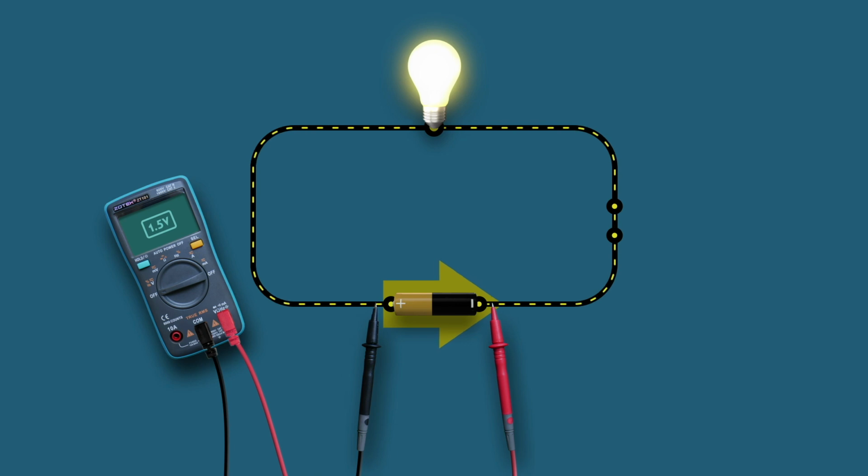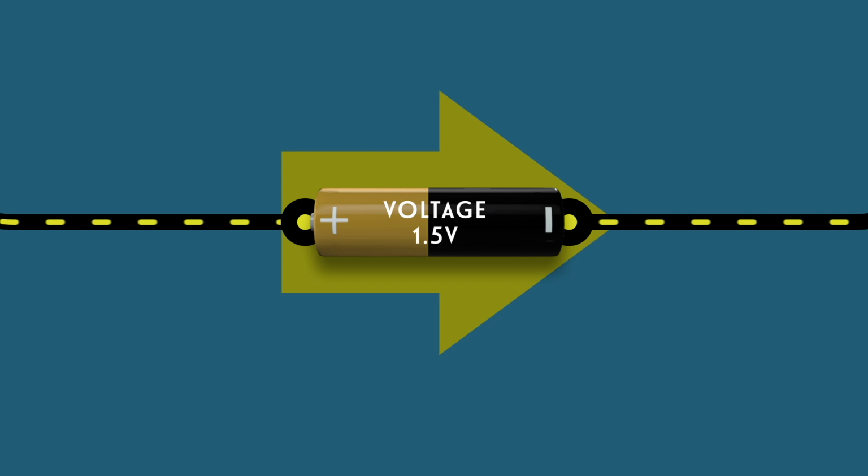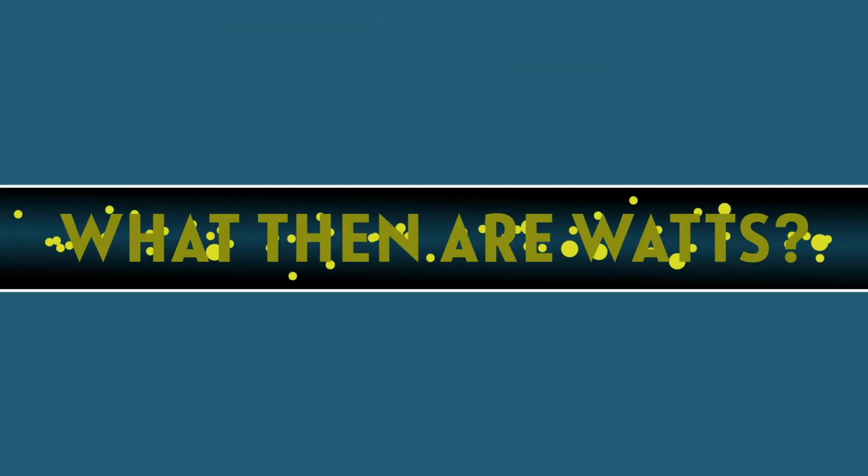Voltage and volts are different things. Voltage is the pressure, and the volt is the unit we measure the pressure with. We can measure volts with the voltmeter.